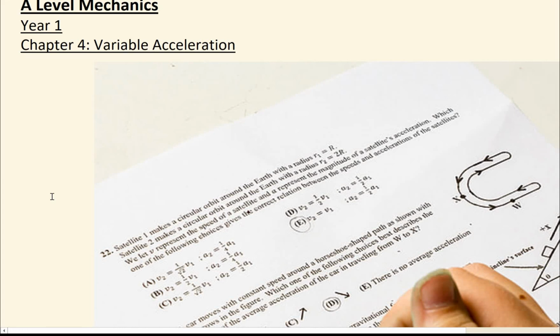Welcome to A-Level Mechanics Year 1 Chapter 4. This is on variable acceleration. This is the last chapter in mechanics. Everything until now has always assumed constant acceleration. Any changes that do happen in acceleration are always sudden, like when a string breaks. In this chapter we have acceleration gradually changing over a period of time.